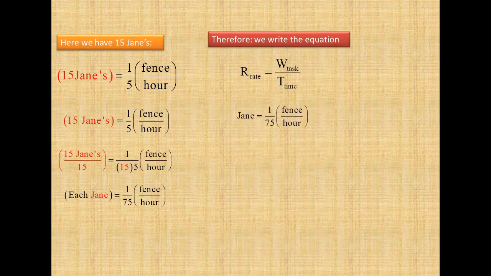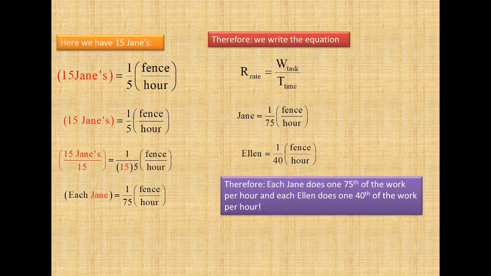Therefore, we write the equation and we include our work rates. Therefore, each Jane has 1/75th of the work done per hour, and each Ellen does 1/40th of the work per hour. Let's continue.